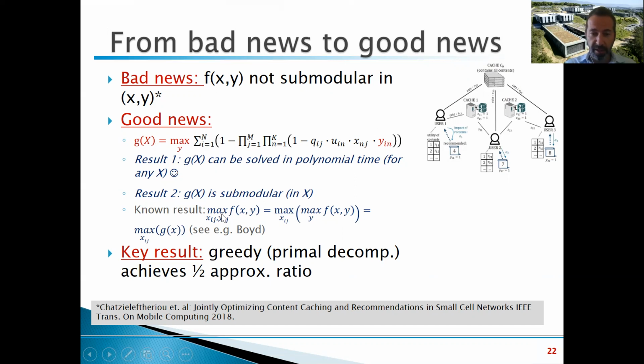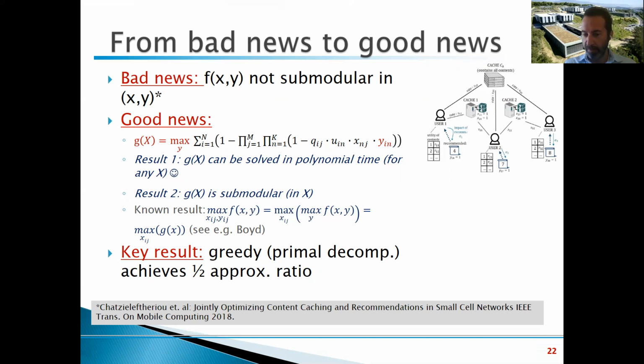So if you put this together with the well-known result that you can decompose this joint maximization into this outer-inner maximization, then basically you can come up with a greedy algorithm. It looks like primal decomposition, right, because it has an outer loop and an inner loop that is maximizing, but we've proved that this achieves an approximation ratio of 1/2, right?